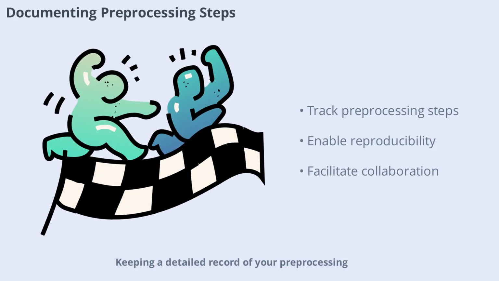Keeping a detailed record of your preprocessing steps is essential for reproducibility and collaboration. Documentation helps you track changes, understand your workflow, and communicate your process to others. Well-documented preprocessing ensures that your work can be easily reviewed and replicated.